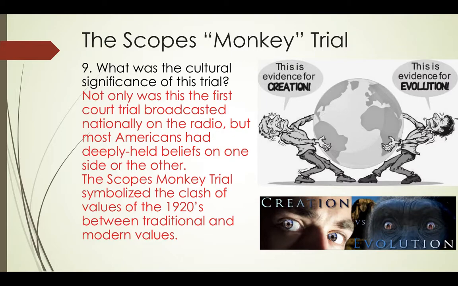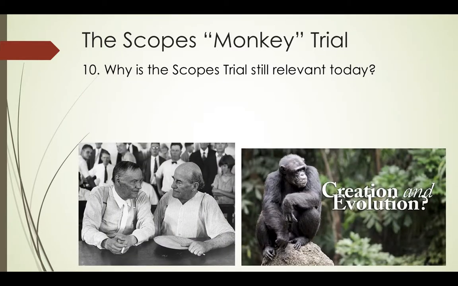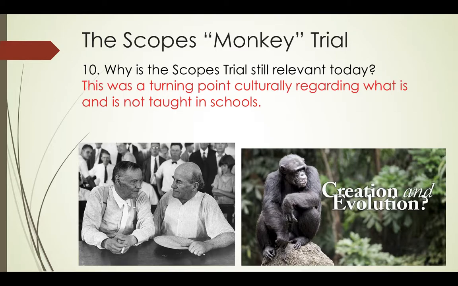So the Scopes monkey trial, as it was called, really came to symbolize the clash of values of the 1920s that we talked about, between traditional values and modern values, between more conservative values and more liberal values coming into our culture. And the Scopes trial is still very relevant today because this was really a turning point culturally regarding what is and is not taught in schools.